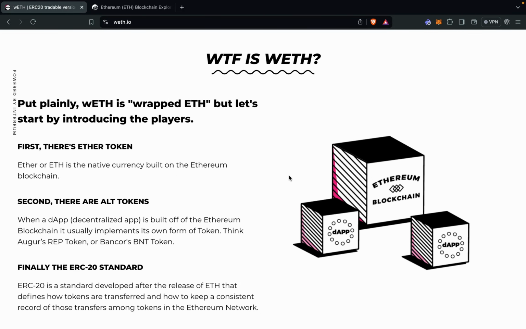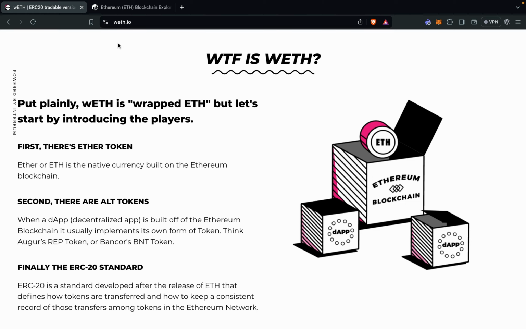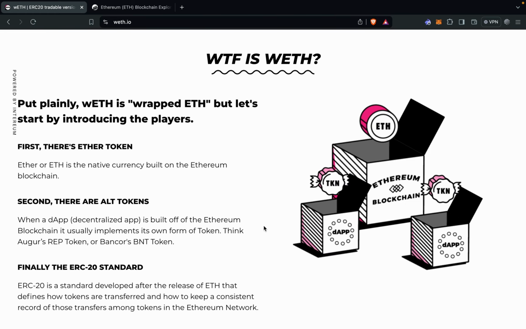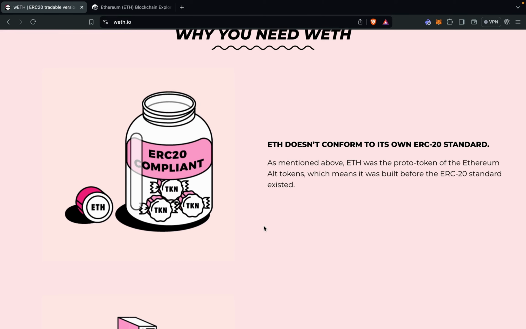So that was a lot of details about wrapped Ether. There's also an official website called weth.io where you can get a TLDR of this entire information. So do check it out when you have the time. And we'll move ahead with the smart contract walkthrough.